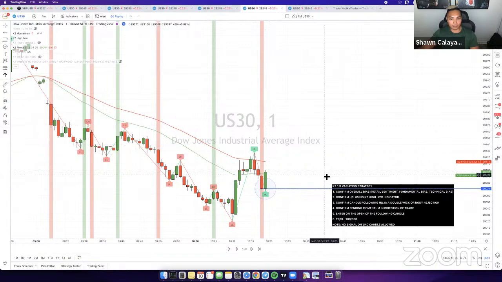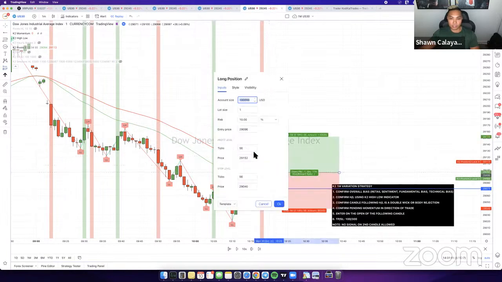So with that said, we have the requirements here met. Fourth requirement, you want to confirm that there is a pending momentum in the direction of the trade. So right here, we have a sell signal. This confirms that the next signal has to be a buy signal, right? So with that said, you would enter this for a long position right here. Set your TP stop loss at 100 to 300.